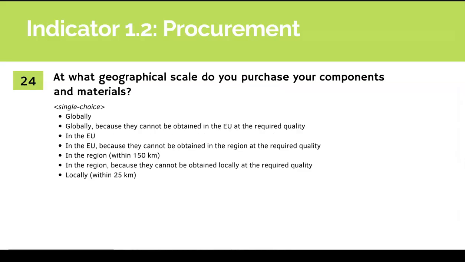Question number 24 is asking at what geographical scale the company is purchasing components and materials. Now, understanding that this could be a tricky question to answer, that one might source one material or one component from a local environment and the other from regional, it is really an estimation of the company to see where most of its materials are coming from, what's their geographical scale. So where are the majority of components or materials sourced from?